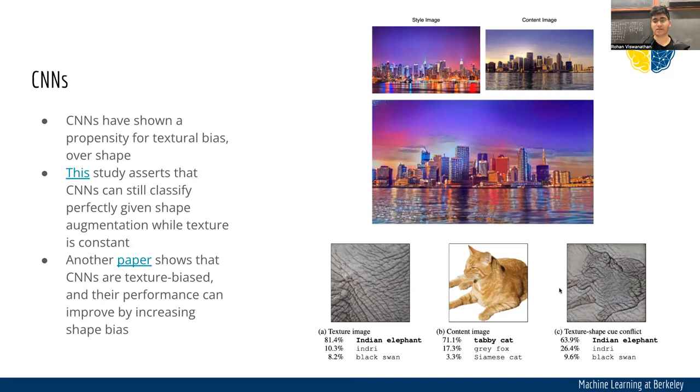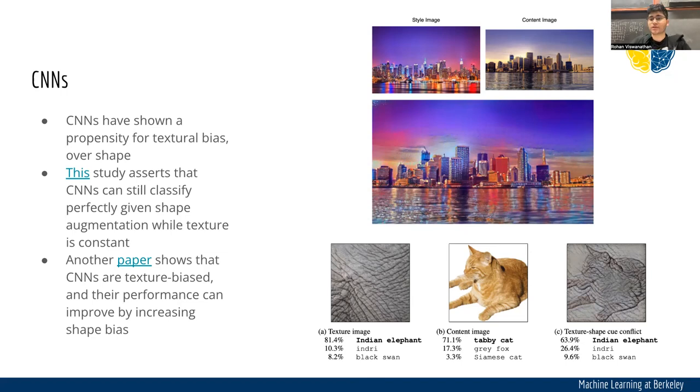So this bottom example shows this well, right? We have a texture image of an Indian elephant, which is the skin of an Indian elephant. Then we have a content image, the tabby cat, and our network classifies this correctly. As you can see, all of the classes that it thinks are similar to this are in that cat, fox, animal category, right? However, if we apply this texture to this image, we classify this as an Indian elephant, and our two other classes that we've determined this could be also correspond to the texture. It doesn't see this shape at all. This textural bias is good in some ways, but it can be bad in others. There have been a couple of studies shown on this.